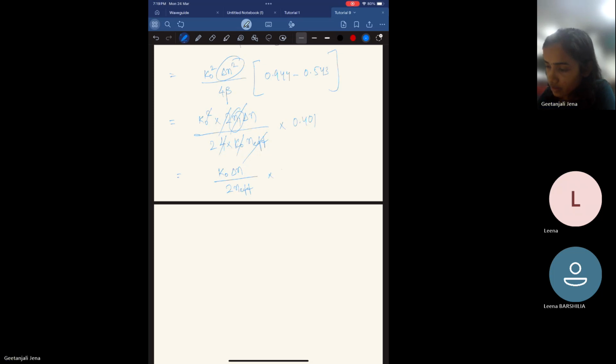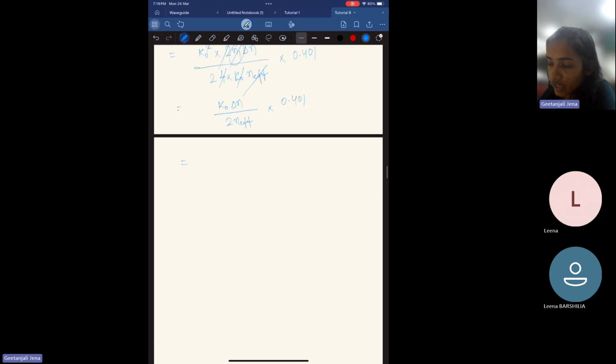Multiplied by 0.401. And k0 is 2 pi over lambda 0. So this will give pi delta n over lambda 0 multiplied by 0.401. Okay. So this value we have already seen before. If you recall in question number 1 and 2, we have taken kappa as pi delta n over.